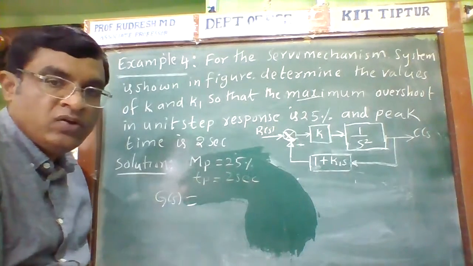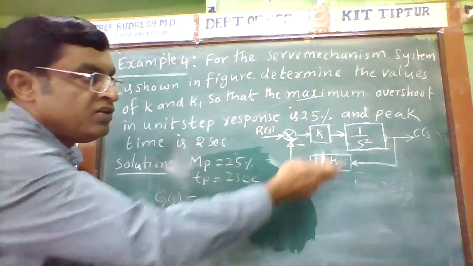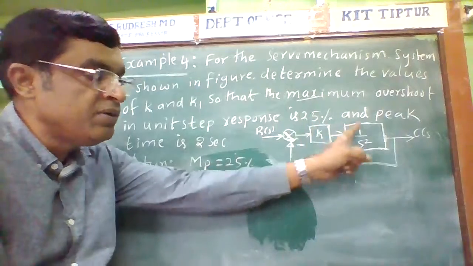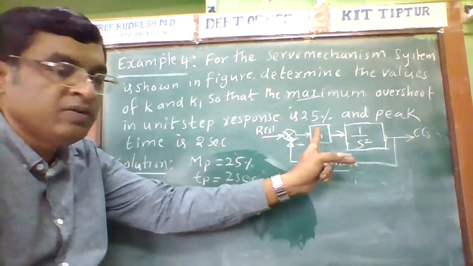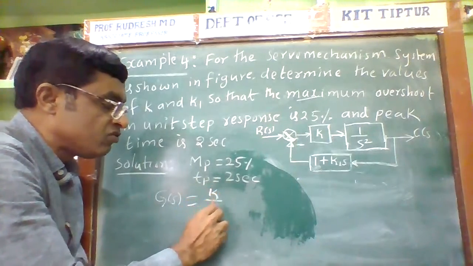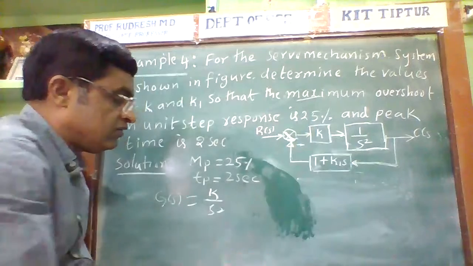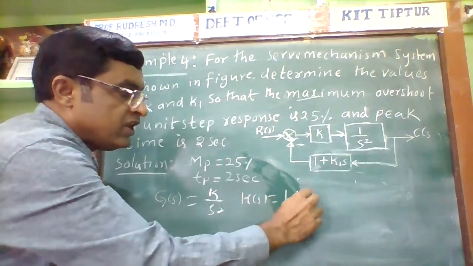What is the G(S) value? These two blocks are connected just for confusion purposes. Instead of giving K by S square, they are giving K separately and 1 by S square separately. These two blocks are connected in cascade, therefore multiply the transfer functions. So G(S) is equal to K by S square. And H(S) is equal to 1 plus K1 into S.